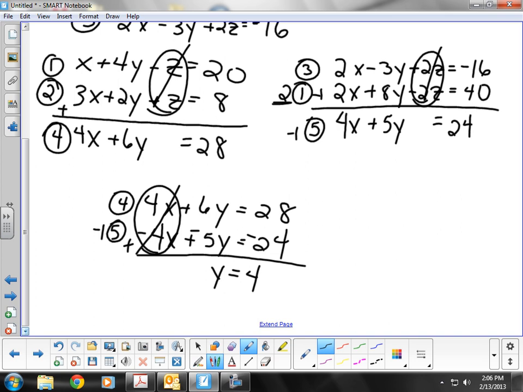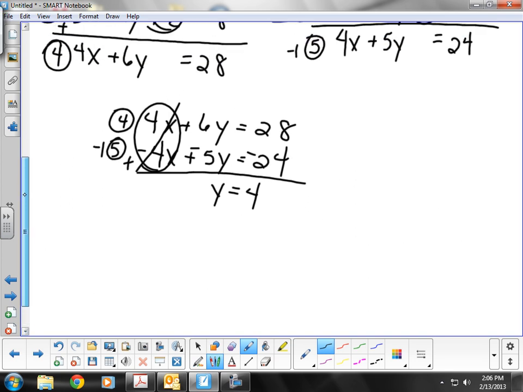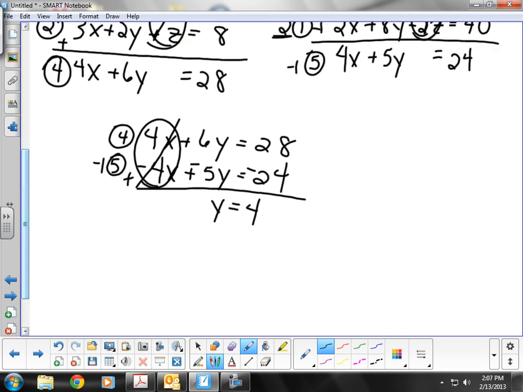That's exactly what you do. Now we know y, so I can go back to either equation 4 or equation 5 and plug the y back in. You see what I did? Okay. So, I know y. I've got to go back into one of these two equations, which just got two variables, and plug y back in. So I'm just going to pick number 4. So I've got 4x plus 6 times 4 is equal to 28.